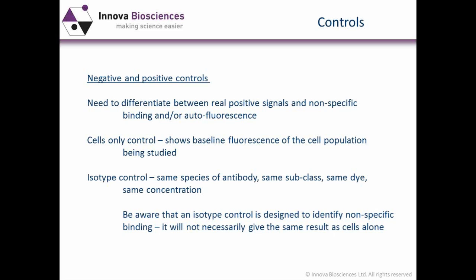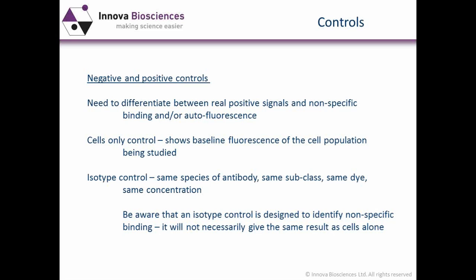And a good example of this may be that if you're working with a cell population containing monocytes or macrophages that have high levels of Fc receptors, the isotype control will identify those cells and will show Fc-related binding.